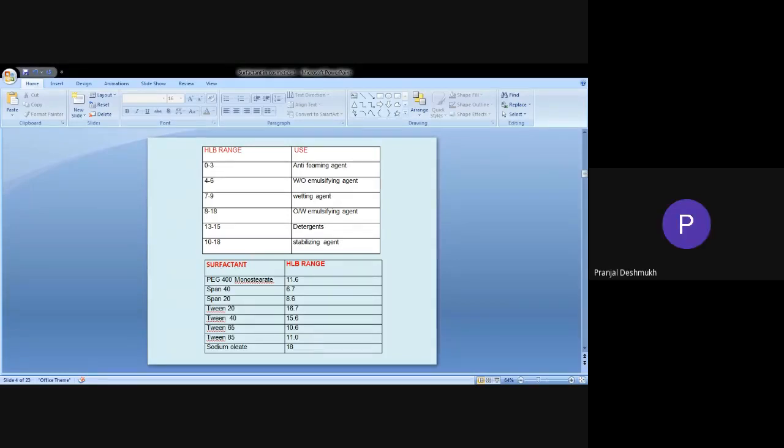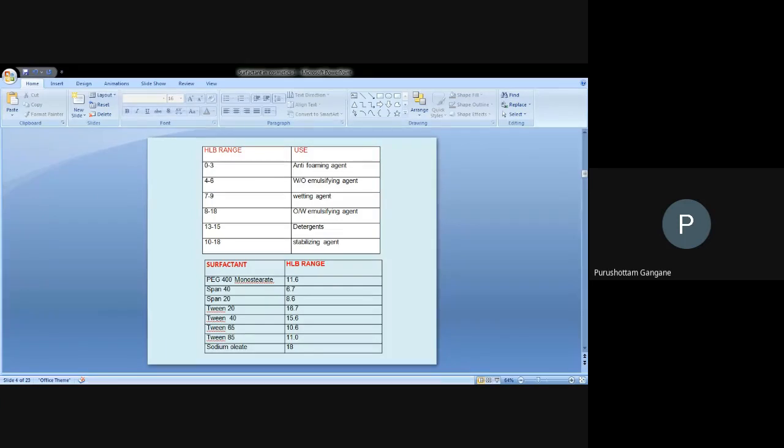Lipophilic 9 to 18, hydrophilic 0 to 9. Yeah, 0 to 9 HLB value indicates these are lipophilic in nature. And when the HLB value is between 9 to 18, it is considered a hydrophilic surfactant. So it is clear from this value.